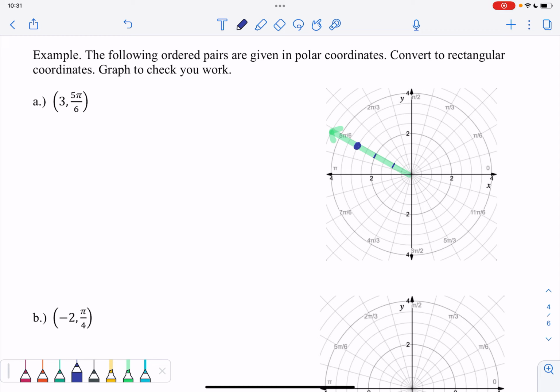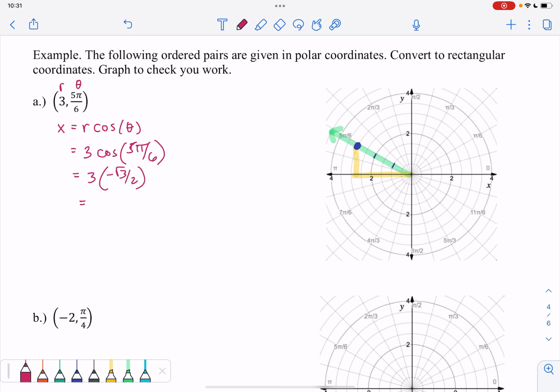So what I'm really thinking about is I need to go some amount left and then some amount up, so it'd be my x and y. All right, so I'll start with my x. I know that x is r times cosine of theta. Well, r is 3 and theta is 5 pi over 6, so I get 3 times the cosine of 5 pi over 6. Cosine of 5 pi over 6 is negative root 3 over 2. So this gives me negative 3 root 3 over 2.